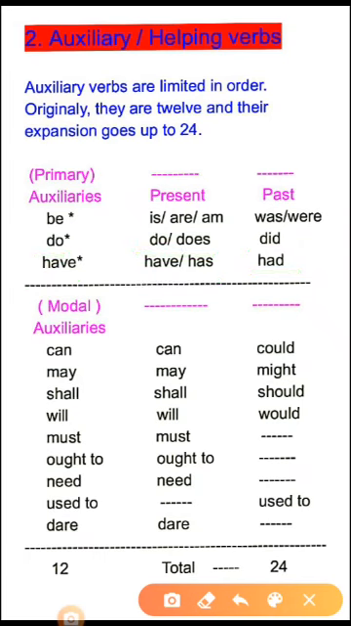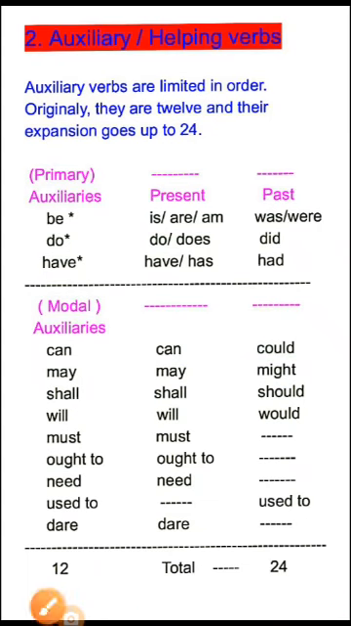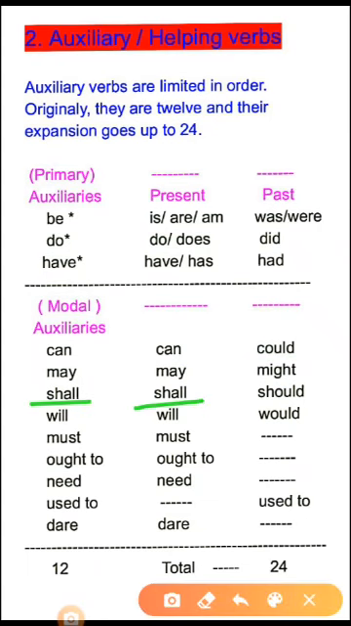Now see the modal auxiliary verbs. Can is a modal auxiliary verb. The present form is can and past form could. May: present form may and past form might. Shall: present form shall and past form should. Will: present form will and past form would.